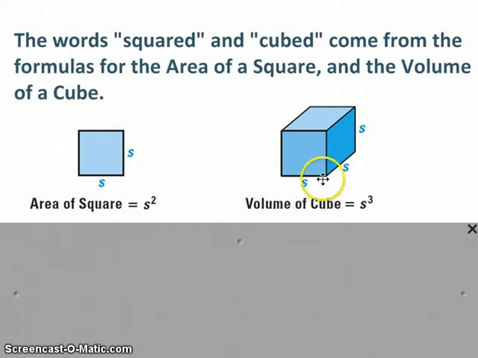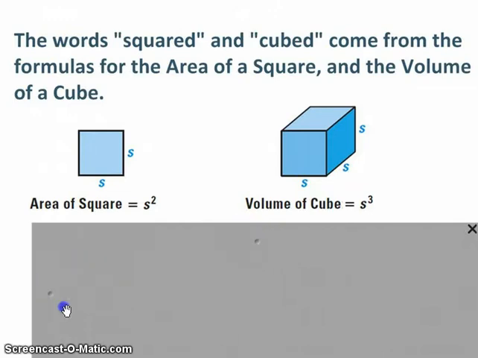Similarly, side times side times side is the volume of a cube. Well, side times side times side is side to the third power, or side cubed. So, side squared, side cubed, we don't have a word like that for a fourth dimension because we live in 3 dimensions, and that's as far as we go in those names.